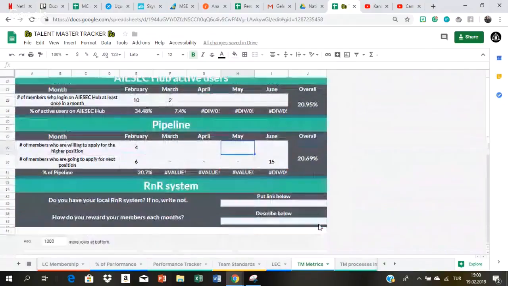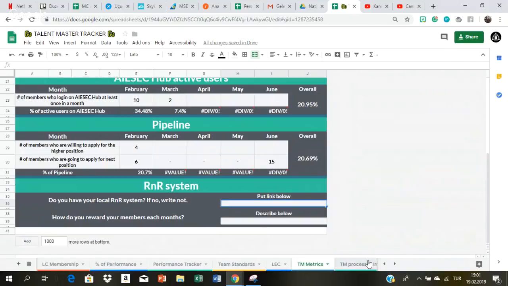Okay. RNR system. For us, it's very important that you have an RNR system. It's not a tool that you just have. You will put the link, but if you are not doing this every month, and it's not weekly, and if you don't have any ICOM and stuff, we are not calling it RNR because it's not working. So if you don't have RNR, please put I don't have RNR, even if you have a tool. Okay, so how do you reward? For example, we are asking you to write the rewards.